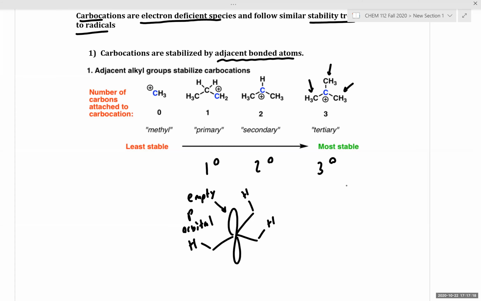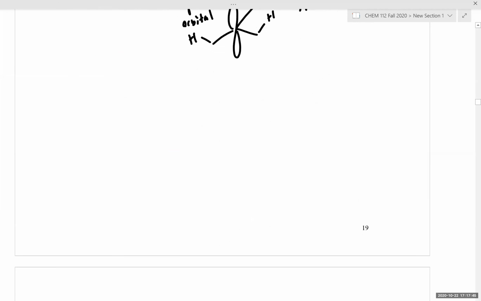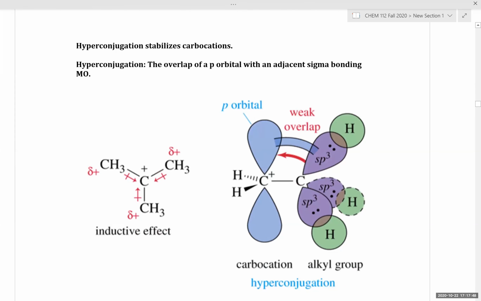So we see in the chat that students are mentioning hyperconjugation and, to a lesser extent, inductive effects, and that's exactly right. The trend of carbocations becoming more stable with increasing substitution is directly attributed to hyperconjugation effects. As a refresher, let's look at hyperconjugation in the context of carbocations. Hyperconjugation is defined as the overlap of a p orbital with an adjacent sigma bonding molecular orbital.